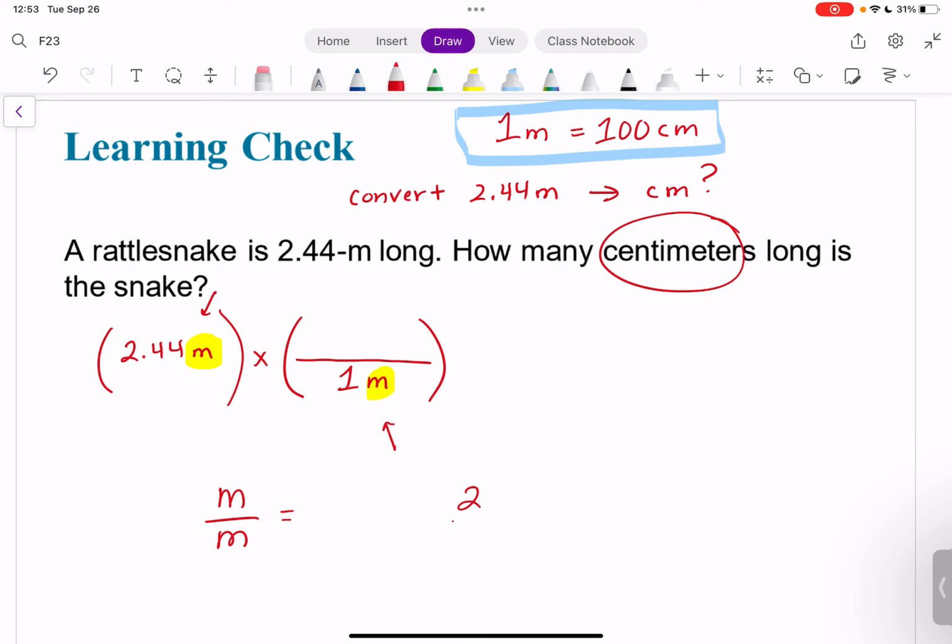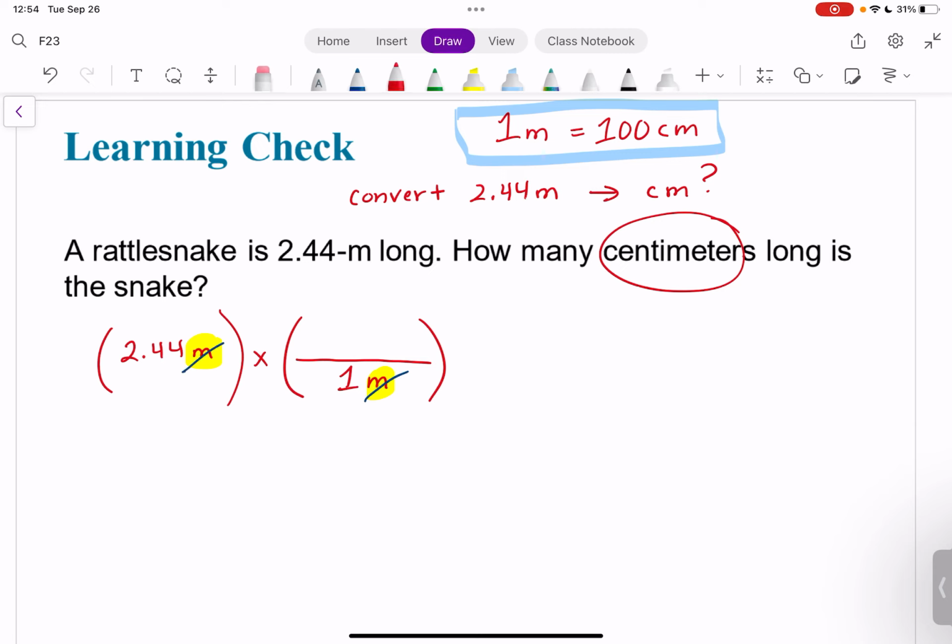Think of it this way. If you have 2 over 2, what does that equal? Yeah, 1. They cancel each other out. Same thing here, meters over meters. It's the same mathematical idea. This is going to equal 1. They cancel each other out. So meters are in the numerator and the denominator, so they're going to cancel.